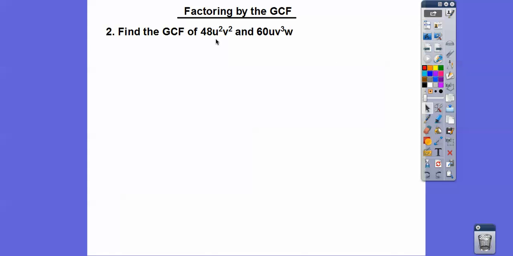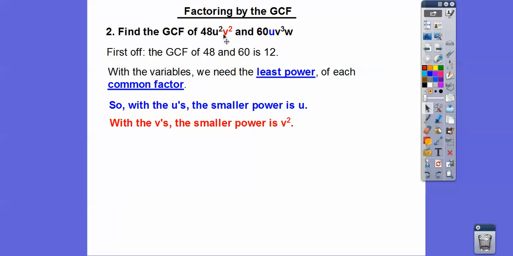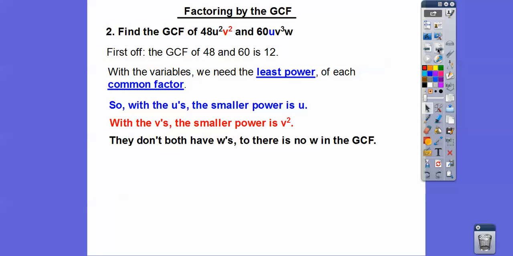The biggest number that goes into 48 and 60 is 12. I'm going kind of fast, just because otherwise we won't make it through this video. So it's 12. Now for the letters, we have to find the least power of the common letters. They both share some U's, so the smallest power of U's comes from here. They both share some V's, so the smallest power of V's comes from here. They both don't have W's, so we can't have W in the GCF. So the greatest common factor, the GCF, is going to be 12UV squared.